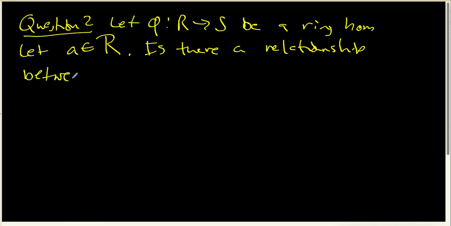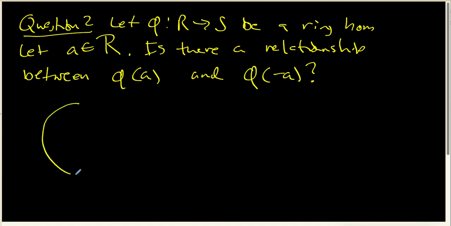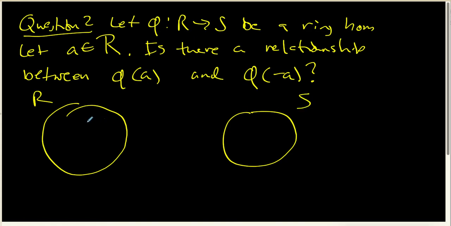between phi of a and phi of minus a? Where minus a, of course, is the additive inverse element for a. So this guy plus this guy is equal to 0 inside the ring R. So I'm really wanting to know, schematically, here is R, here is S, here is a, and here is phi of a.